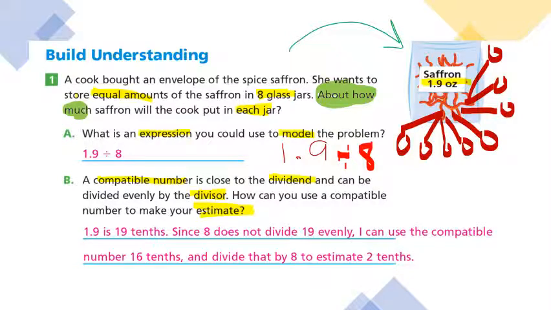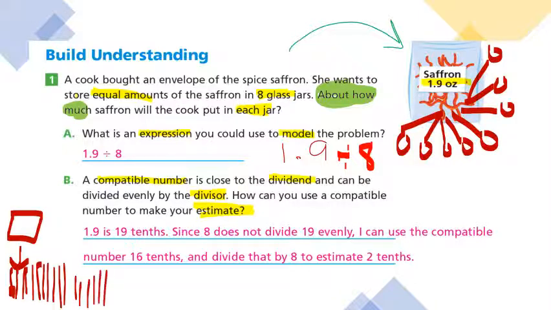Well, 1 9/10 is the same as 19/10. In previous lessons, we learned that you can trade that 1 whole for 10/10. Okay? 1, 2, 3, 4, 5, 6, 7, 8, 9, 10. And then you'd have another 9 over here. That's a lot of tenths. But 19/10 is not going to be divided by 8 evenly. 19 and 8 are not compatible numbers. So I have to think about this.